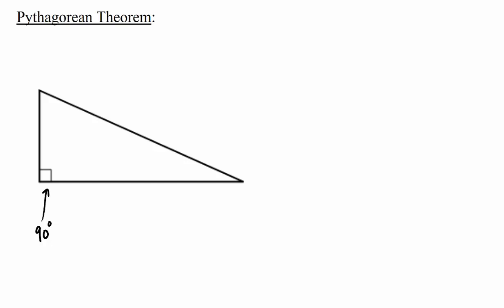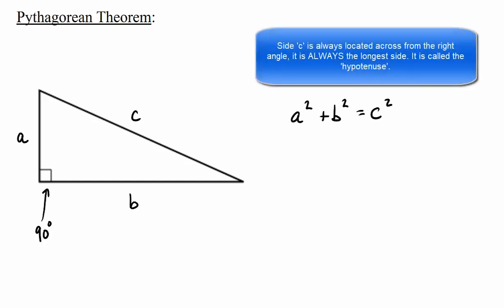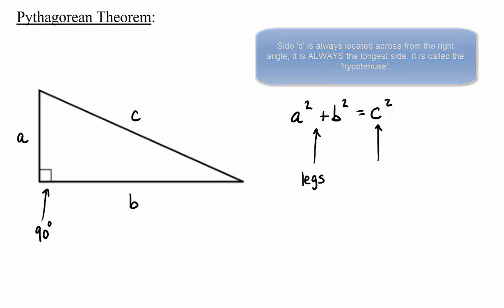Now, if you have the three sides of the triangle labeled A, B, and C, the Pythagorean Theorem says that a squared plus b squared is equal to c squared, where a and b are the legs and c is going to be the hypotenuse.